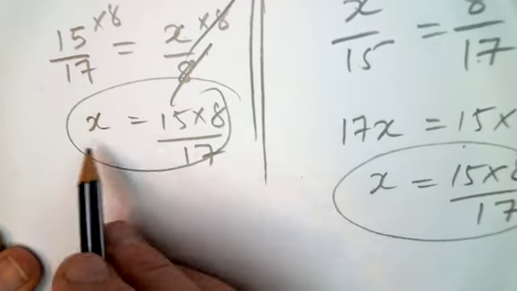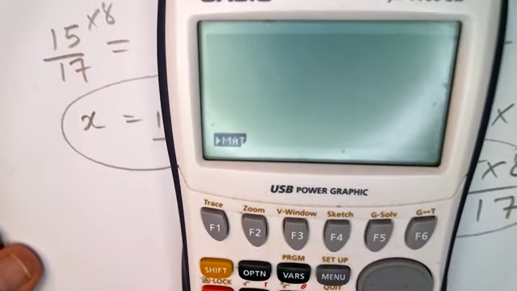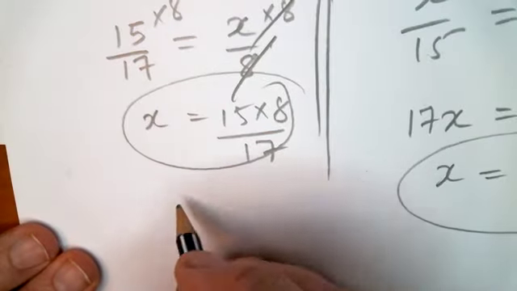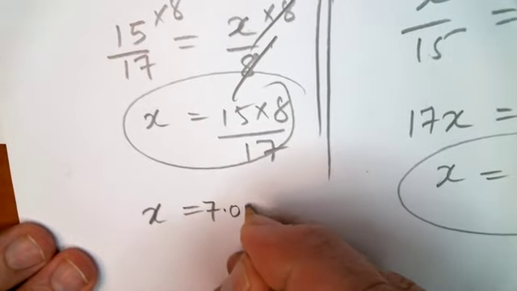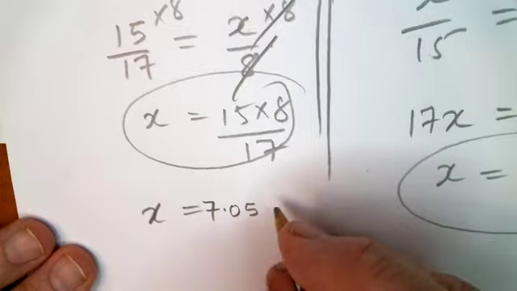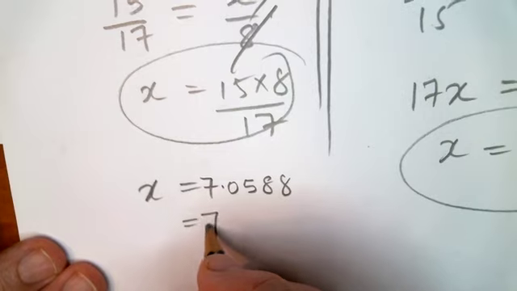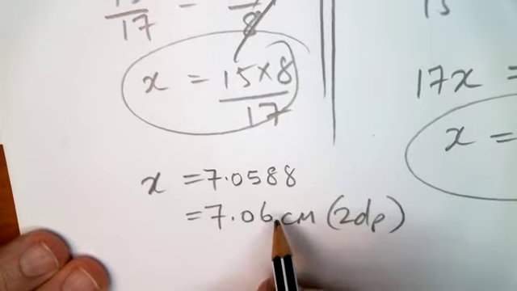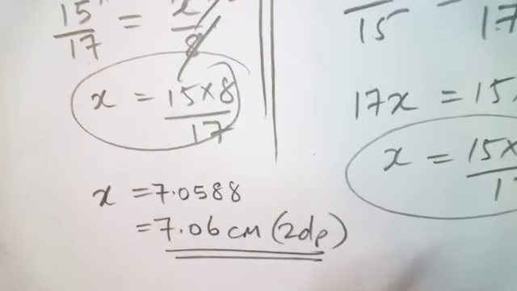So let's go ahead and calculate this out now. 15 times 8 divided by 17, and I get 7.0588. X is equal to 7.0588, and I'm just going to round that to 2 dp's. So 7.06, and I'll put centimeters, and I'll put 2 dp. I should have left a bigger gap here, by the way, because we always leave a gap in between the units and the number. But that ultimately is my answer.